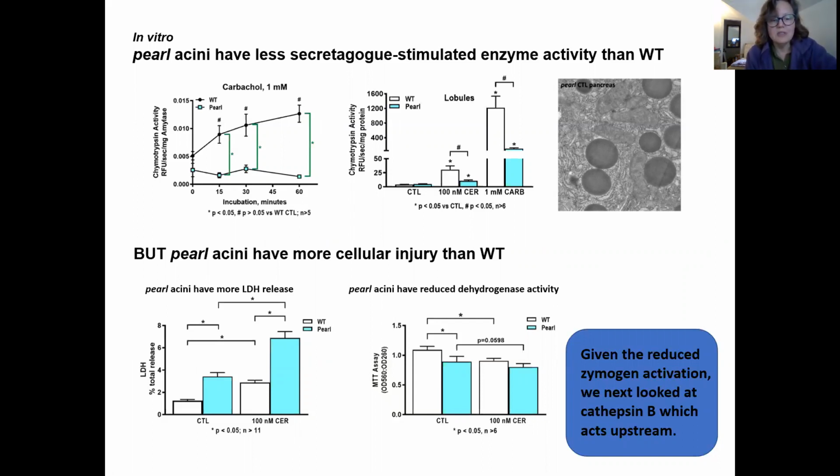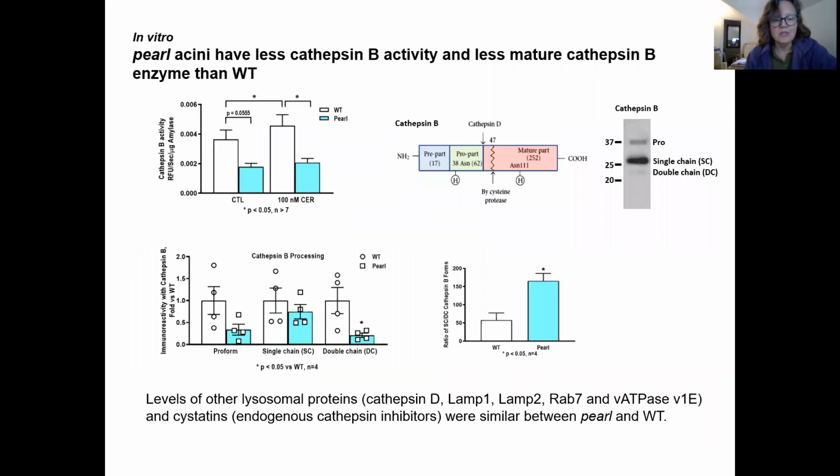We measured LDH release under basal and stimulated conditions, and we measured dehydrogenase activity using the MTT assay. Given the reduced zymogen activation, we next looked at cathepsin B, which acts upstream. We measured cathepsin B activity in acini from wild type and pearl pancreas under basal and stimulated conditions. Cathepsin B activity in pearl acini was roughly half of wild type.